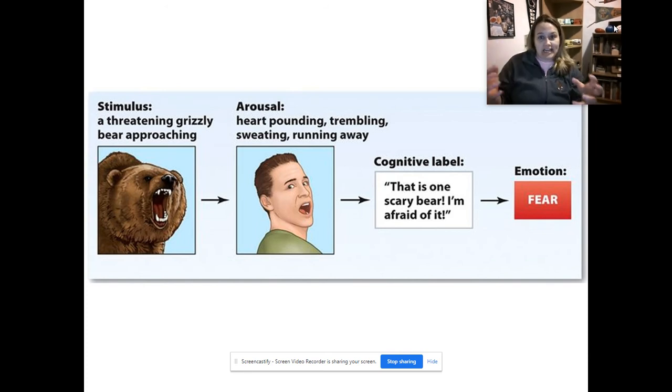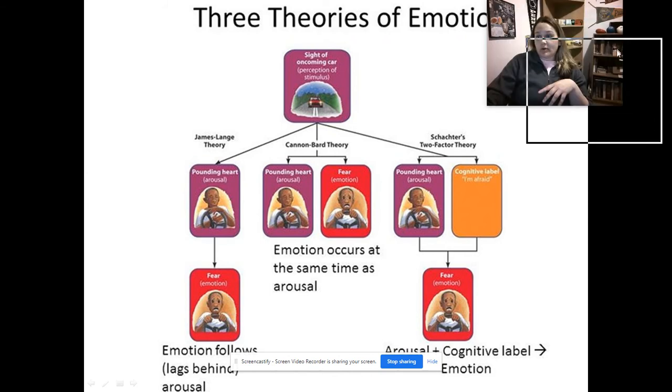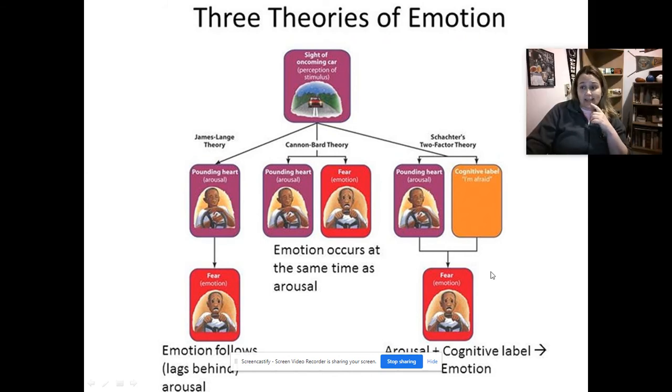It's about to eat me, and then the emotion will come out. I have to say, this is probably one of the best charts out there, looking at the three theories of human emotion. I would encourage you to really look this over, to memorize it. And I'm going to show you an example in real life in a minute of how you can utilize this chart to break down the three different theories.